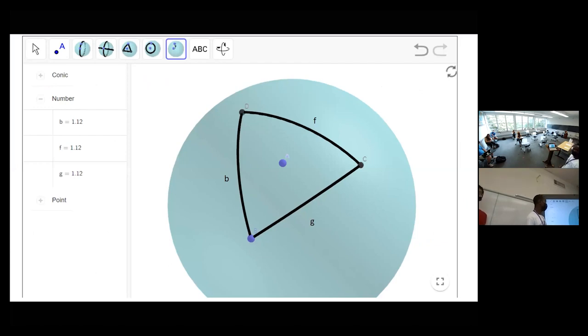Here's another triangle to look at in elliptic geometry, and each of them have the same arc length. So if we try to do the Pythagorean theorem with this, we will be saying that 1.12 squared plus 1.12 squared would equal 1.12 squared. But that just doesn't make sense. This is just showing us why the Pythagorean theorem doesn't hold in elliptic geometry.